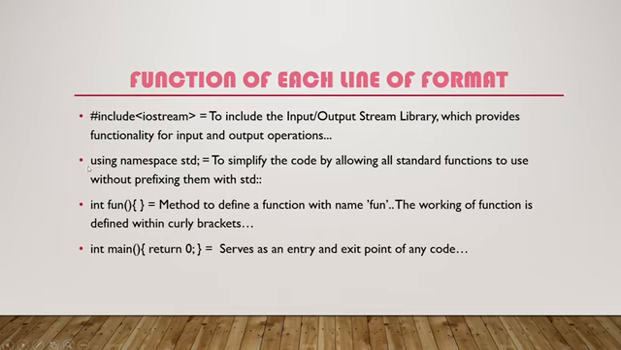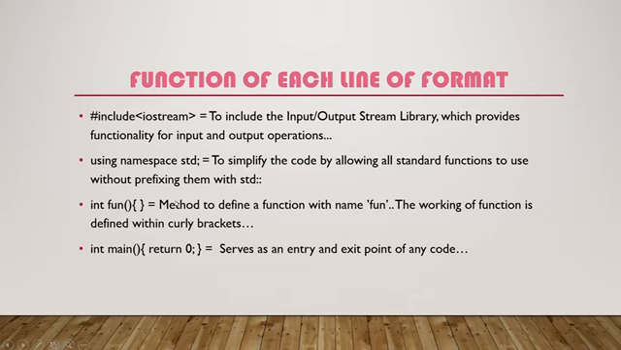Next line, using namespace std. The function of this line is to simplify the code by allowing all standard functions to be used without prefixing them with std. When we use cout, cin or any other standard function, there are two ways. Either we write using namespace std at the beginning of the code, or we have to mention std and double colon every time we write a cout or cin or any other standard function. That will be a hefty task, so the easier one is to write using namespace std at the beginning.